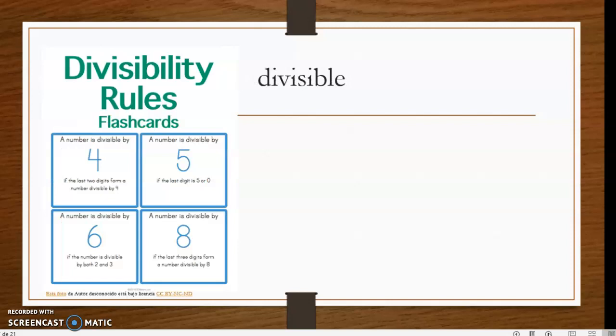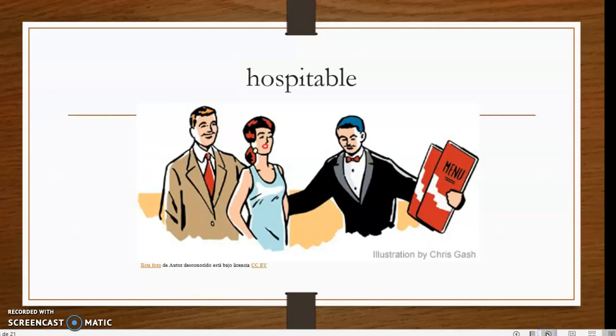The next word, divisible. I brought some math rules here. I like this one. It's pretty simple to understand, the rule and the meaning of the word. A number is divisible by 5 if the last digit is 5 or 0. In this case, 15 is divisible by 5 and the answer is 3. The next word, hospitable, friendly. This guy, a host, is hospitable to the guests.